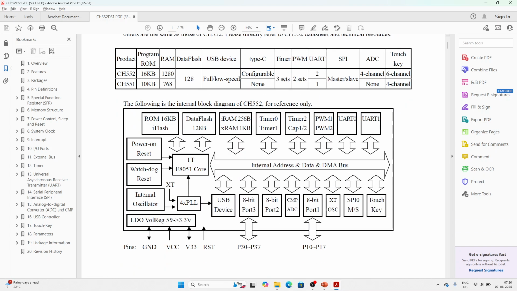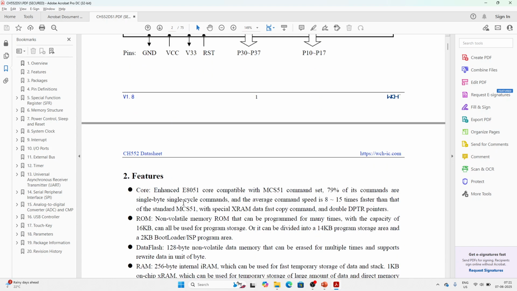That's what we saw. This has internal oscillators. It has internal LDOs. We need not use an external LDO. LDO is a low dropout voltage regulator, right? It has watchdog reset. It has power on reset, right? Internal oscillator with multiplier so that we get clock cycles even higher than 24 megahertz. Sorry.